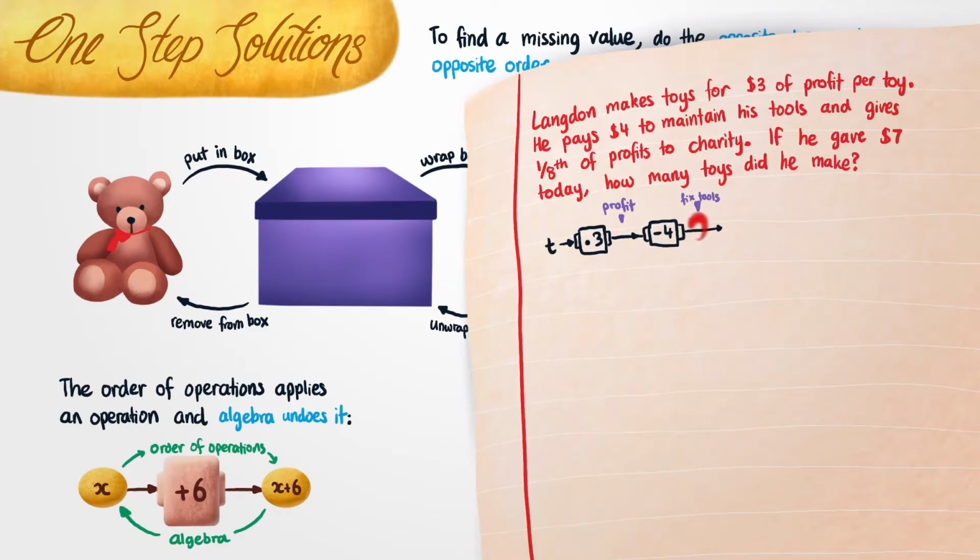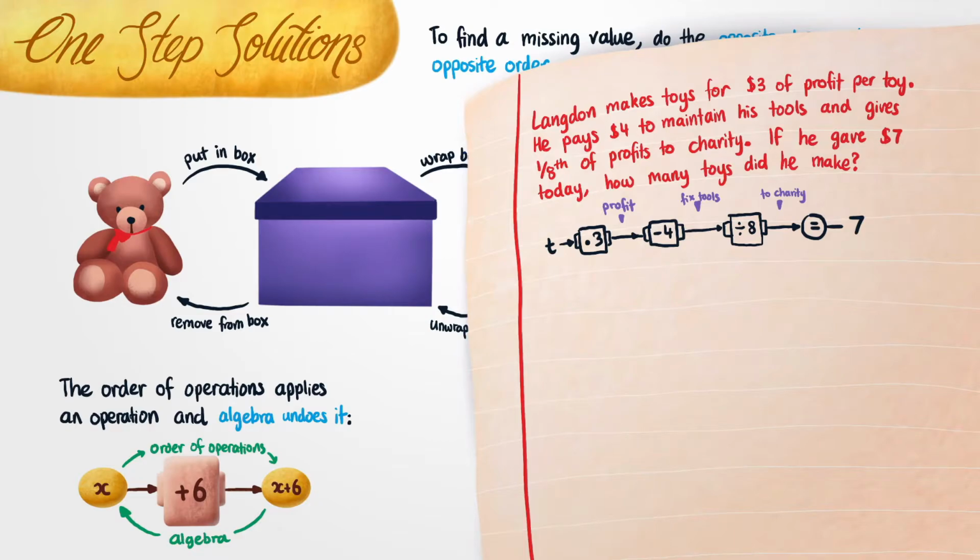Now, after actually fixing his tools, we know that he gives 1/8 of the remaining money to charity. So to figure out exactly how much money he gave to charity, we just have to divide this number by 8. But in this problem, we're told that the amount he gave to charity equals 7. So we can also write that over here as well.